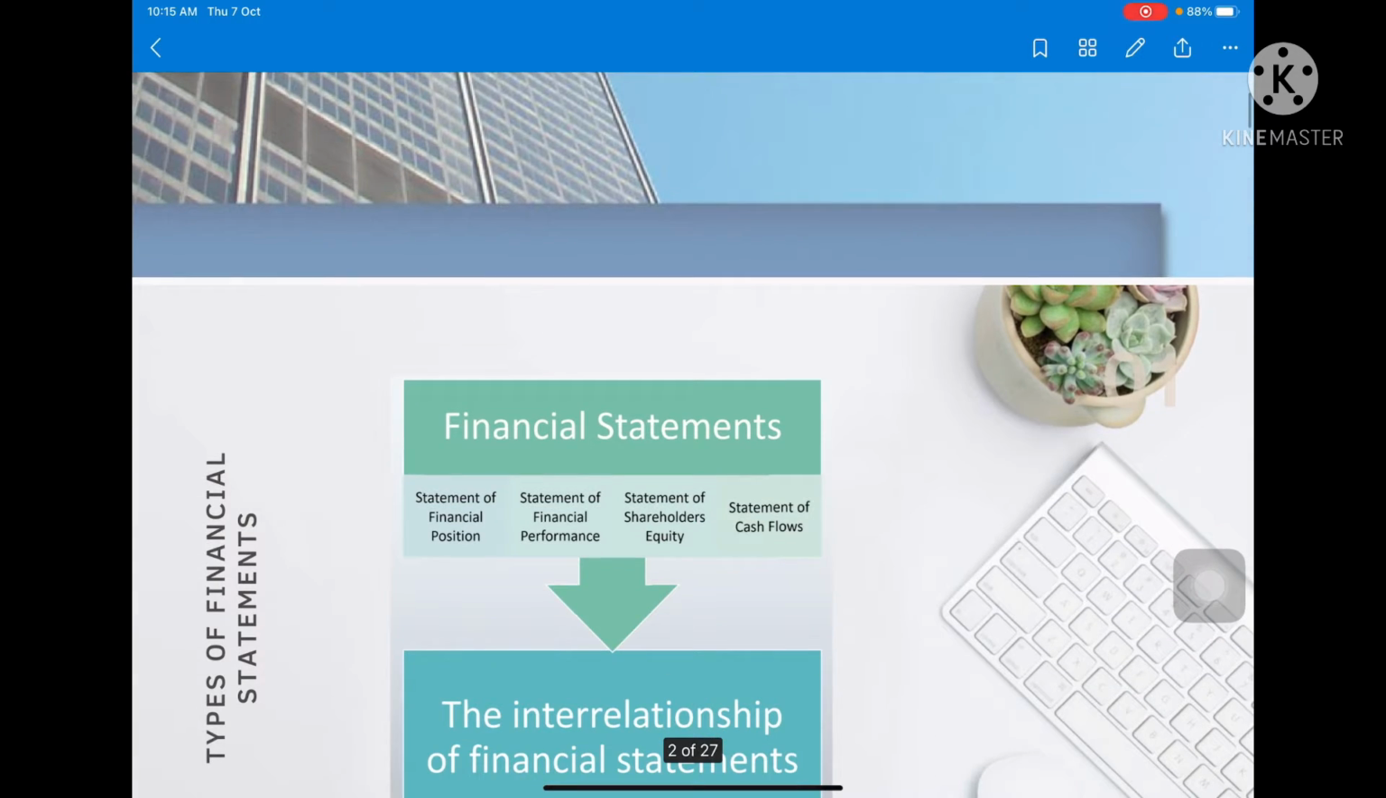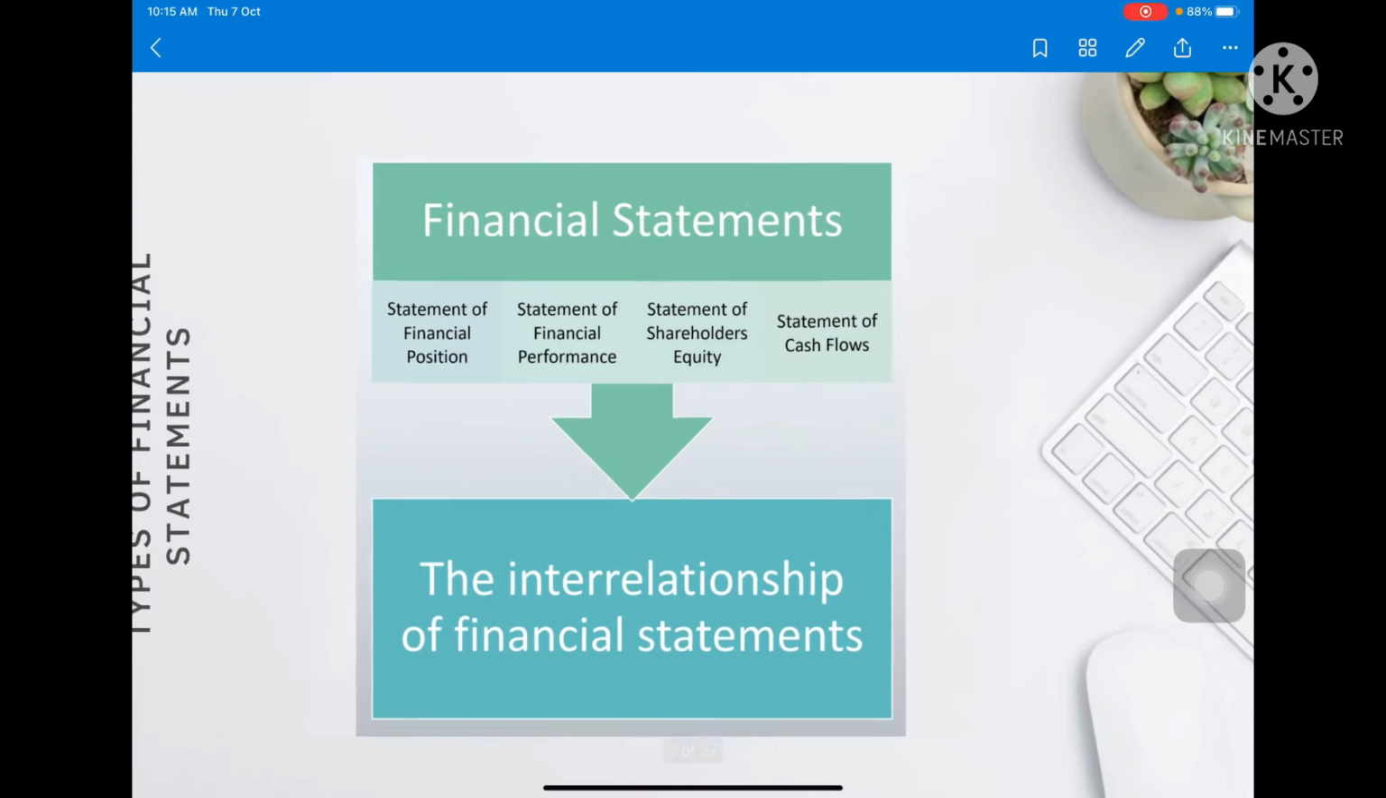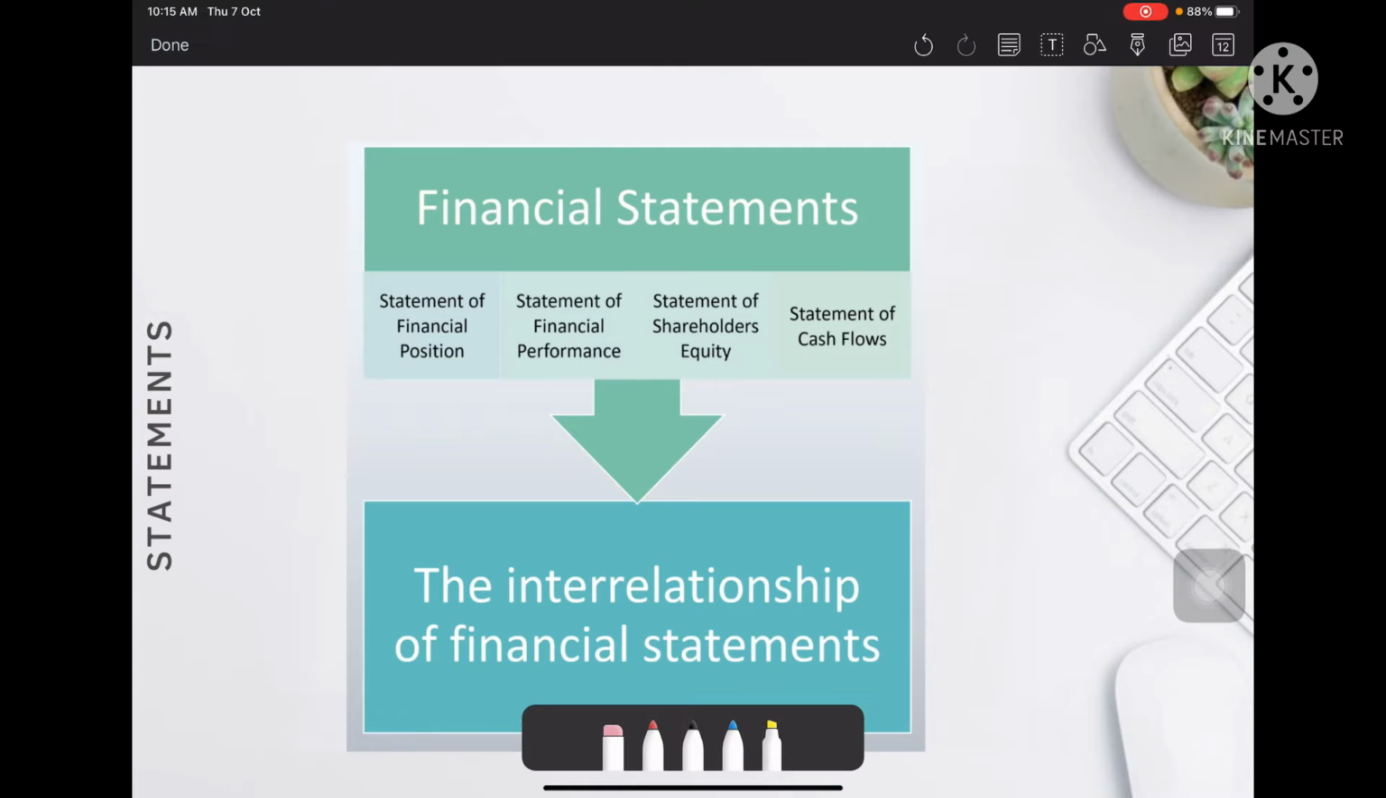Alright, so let's have a look what we have here. Okay, so we are going to look at the types of financial statements. Here you can see 4 types of financial statements. Number 1, statement of financial position, which is the balance sheet. We want to look at the position of the company in terms of their assets, liabilities and equities.